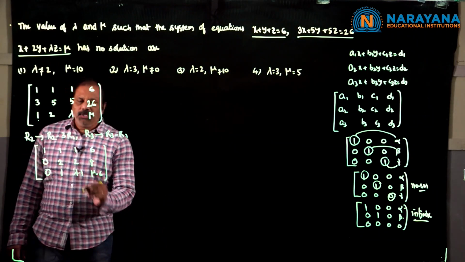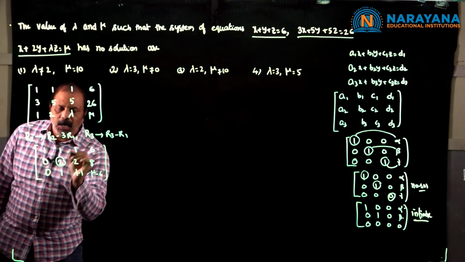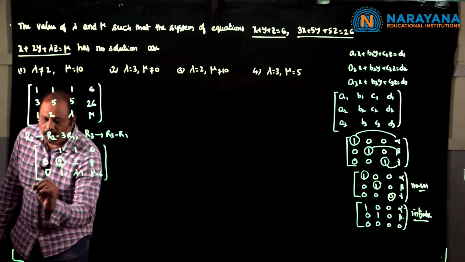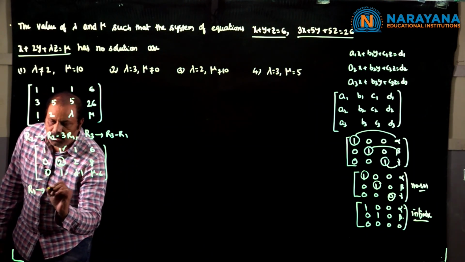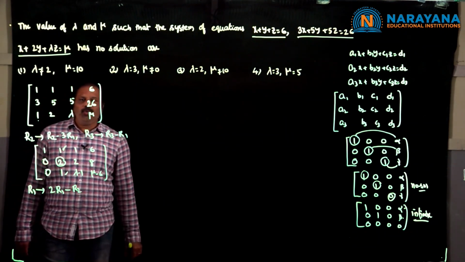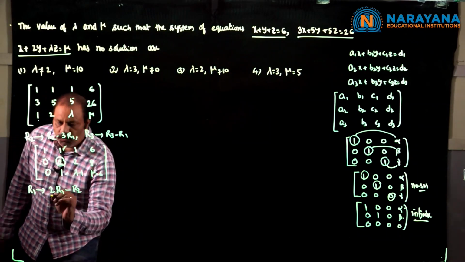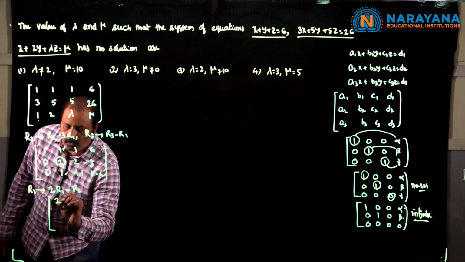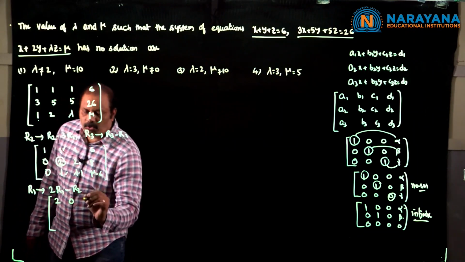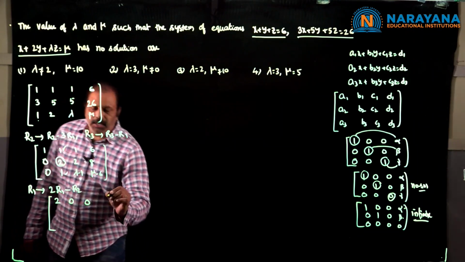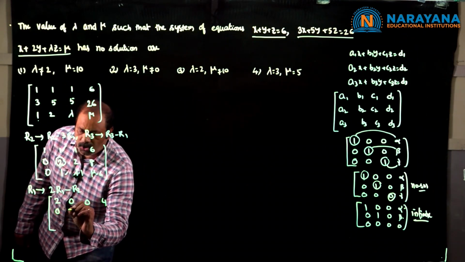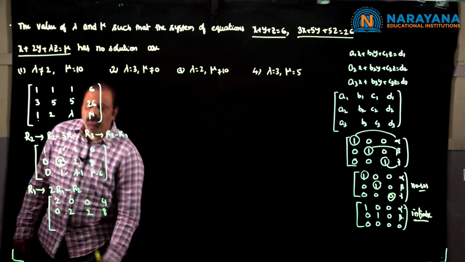Now by using the second place, I would like to make these two elements zeros. To do this, I write R1 as 2R1 minus R2. This will be equal to 2 minus 0, 2. 2 minus 2, 0. Here 2 minus 2, 0. 12 minus 8, 4. Now I am not changing the second row, so 0, 2, 2, 8.